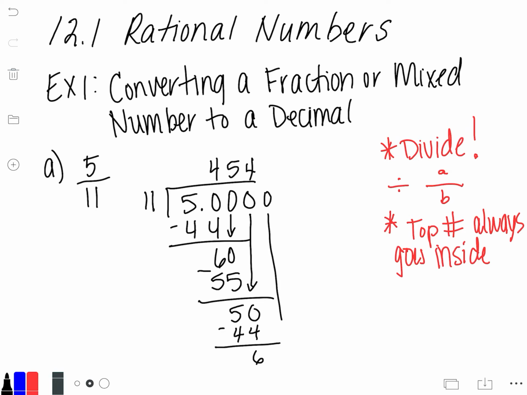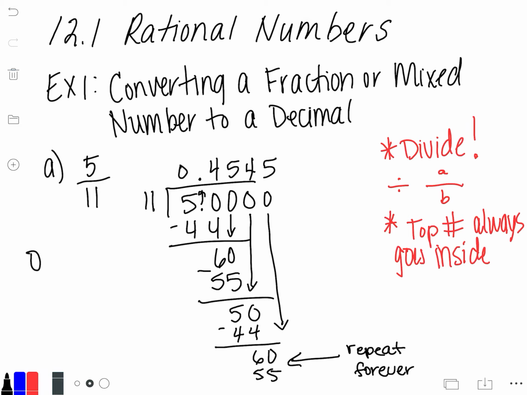Bring down another 0, and we've got the number 60 again. 11 goes into 60 5 times, and so by now, hopefully you can see the pattern up at the top. If I bring my decimal point straight up, I've got 0.4545, which ends up being a repeating decimal. This down here is going to repeat forever. And of course, I don't want you to continue dividing and dividing and dividing until your pencil breaks. But I do want you to write your answer like this.